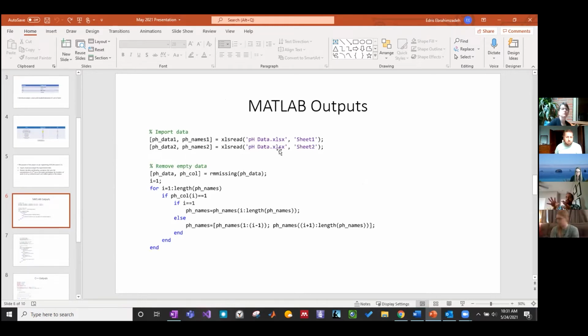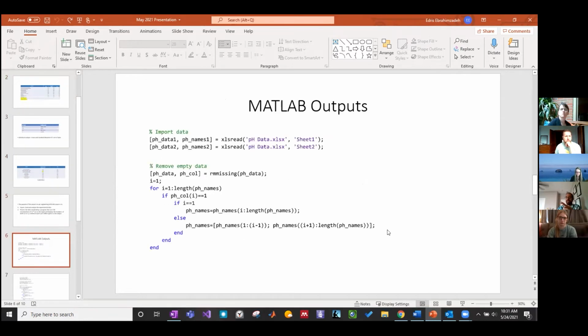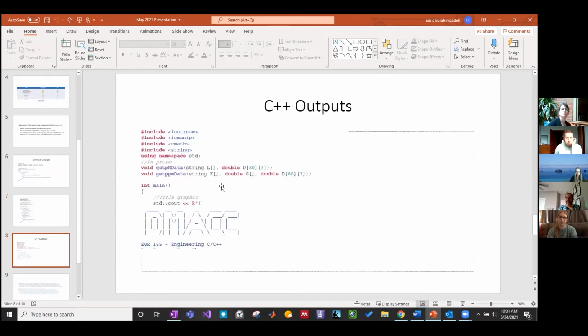So, just an output of the program. The program will show students the data points that we have in the spreadsheet. They are imported into the software. Then there is empty data; here we see that we have empty data for pH values. They will learn how to remove the empty data, and then how to do the statistical analysis and determine the acidity of the water based on the pH value.